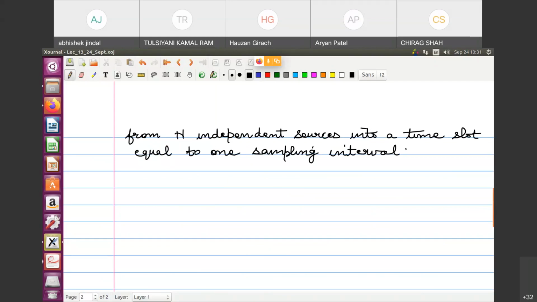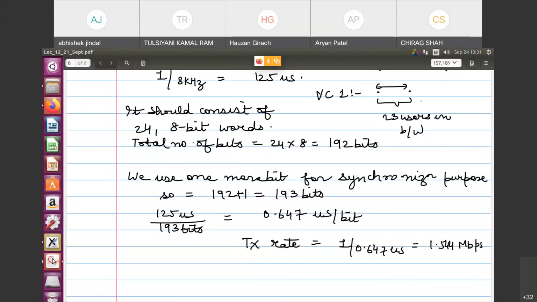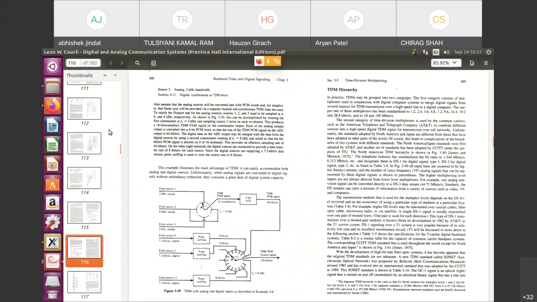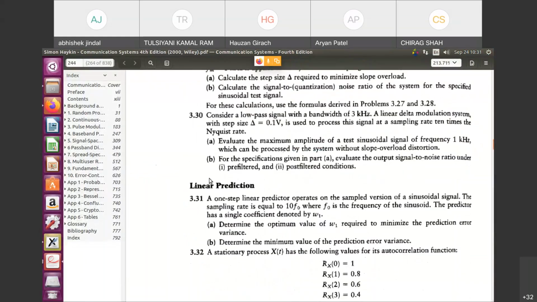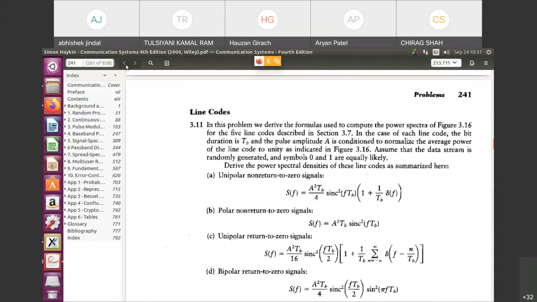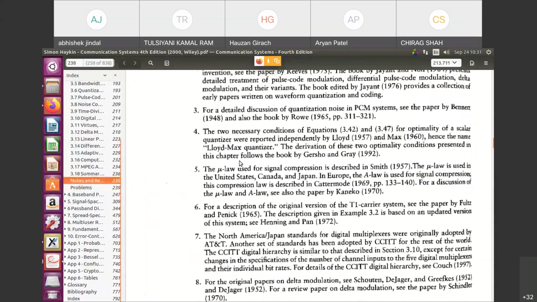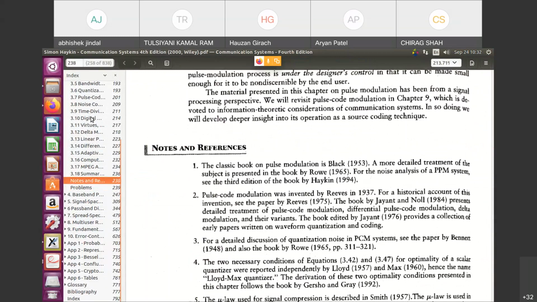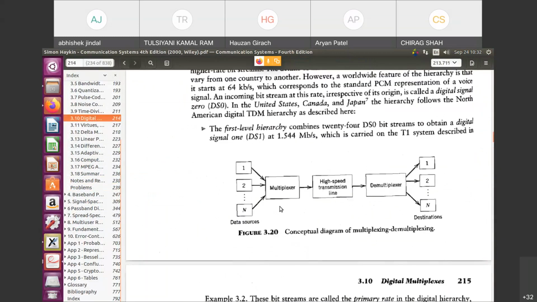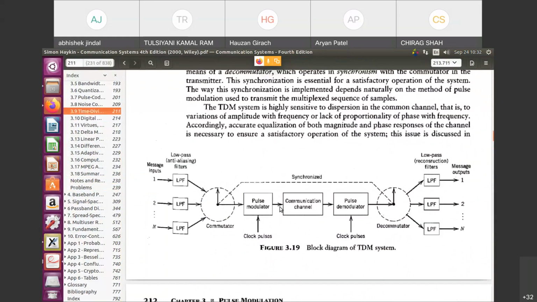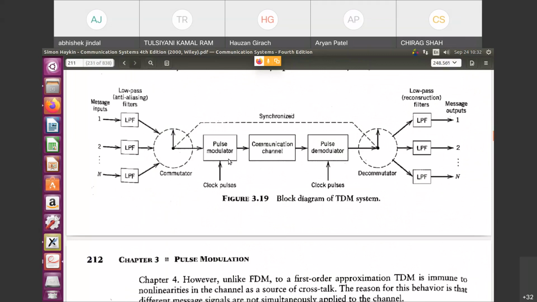I think we can see one figure from the textbook. Let me just find it out for you and I can project it here. So this is Couch's textbook. Let us see Haykin's textbook. Yes, this is the figure which we should see very clearly.